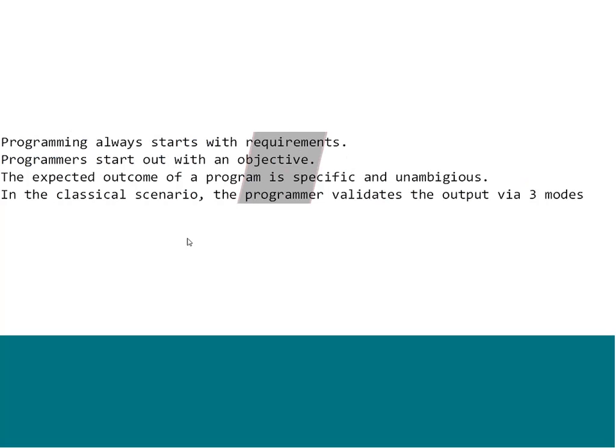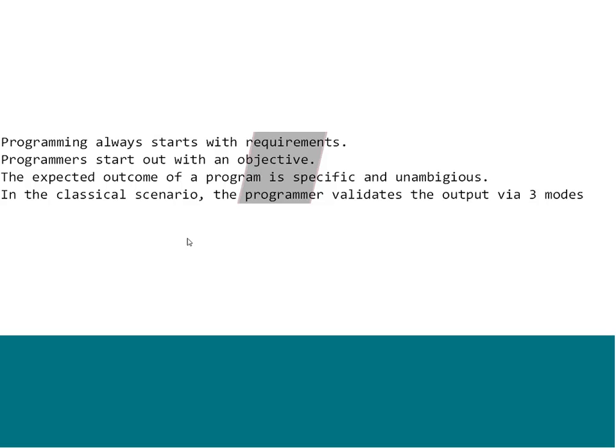So we know that programming always starts with requirements. We all understand that you have been given certain business requirements, certain functional requirements, and there is a very clearly spelled out objective that any program has. We all know that the outcome of a program is obviously very specific and unambiguous. We are not in a world where we have to use artificial intelligence, machine learning, etc. to devise an automatic intelligent solution to the problem that has been given to us.